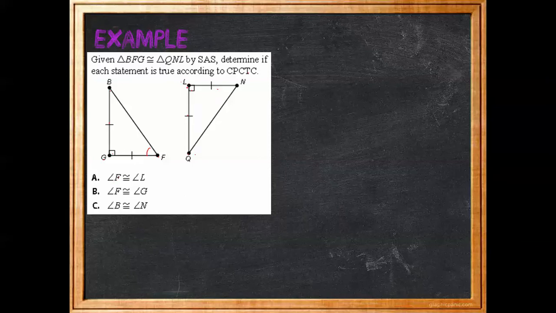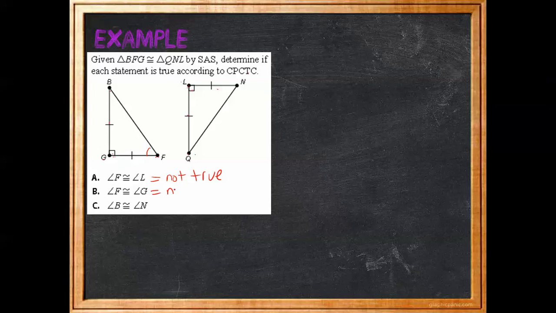to angle L, okay? Now, if we looked at that, and imagine that we just flipped this triangle up so that this was at the top, F is not in the same spot as L, so this one is not true, okay? We can't use CPCTC to prove that.